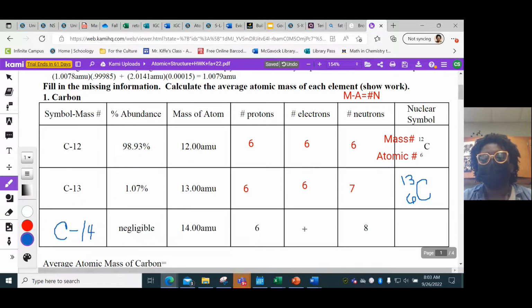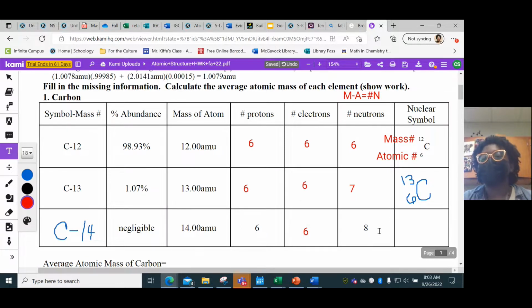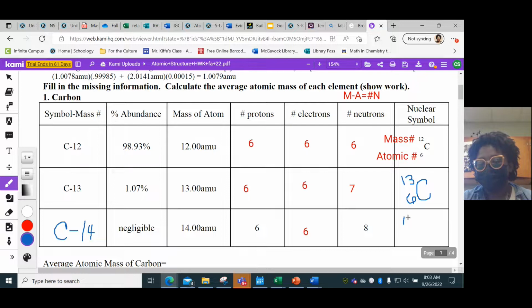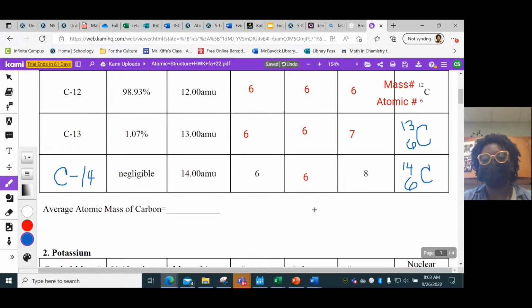Cool. How many electrons am I going to have? Why? Beautiful. How do I know I have 8 neutrons? There you go. And what does my symbol look like? What's my symbol? Beautiful. Now for the fun part, because that was fun, but this is really fun.